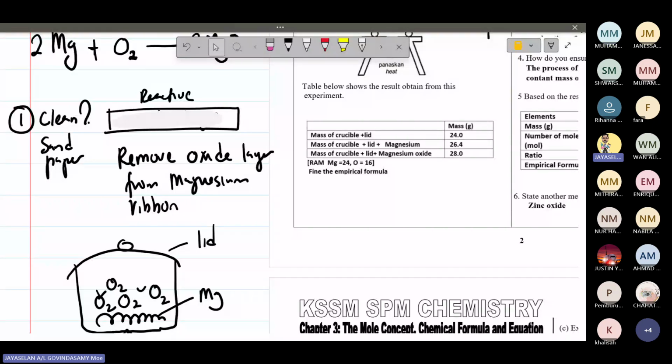Same only, aluminium, zinc. Semua reaktif. All the reactive metals, kalau you biarkan lama-lama, apa akan berlaku? Oksigen dalam udara, dia akan react. Ini berlaku secara naturally. So it will react and form a layer. And that layer is called the oxide layer. So when you want to do the experiment, you must clean up the ribbon by using sandpaper, if they ask to remove the oxide layer.